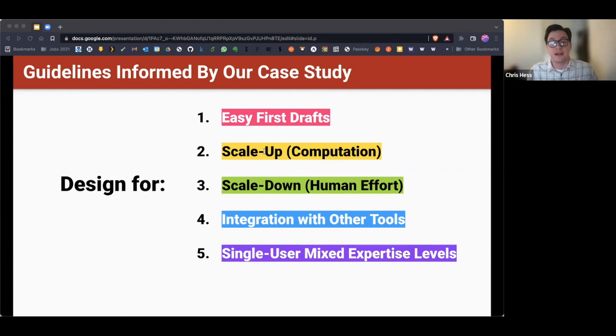Finally, our fifth guideline is to design for single users who have mixed expertise levels. In practice, this means to make manual and programmatic manipulation available so users can switch freely between them at any point in a project's lifecycle. This is important because even as users develop technical skills, they continue to face fresh challenges that sometimes they may be able to tackle most efficiently via the interfaces designed for non-technical users.